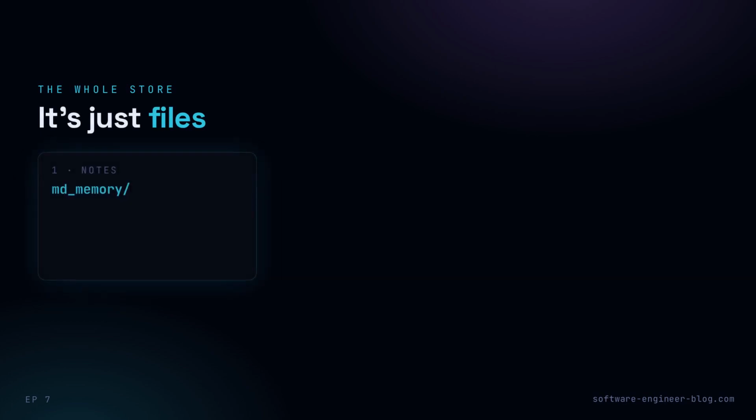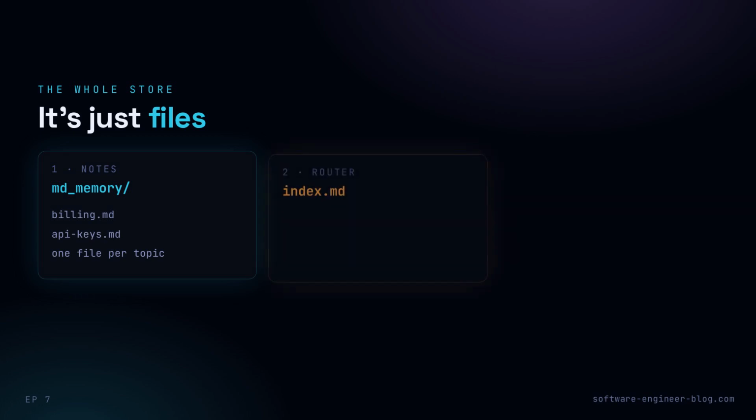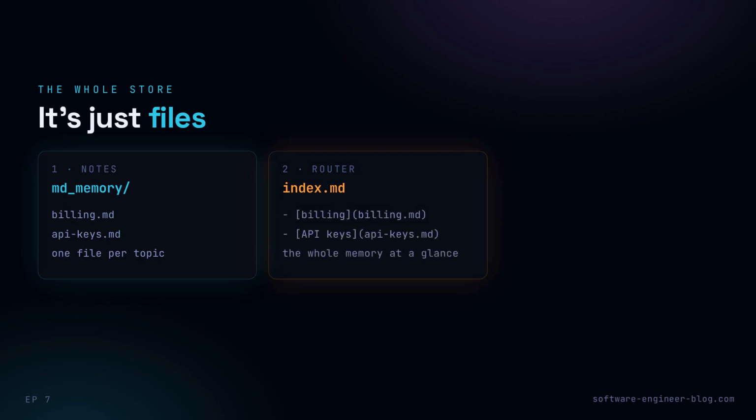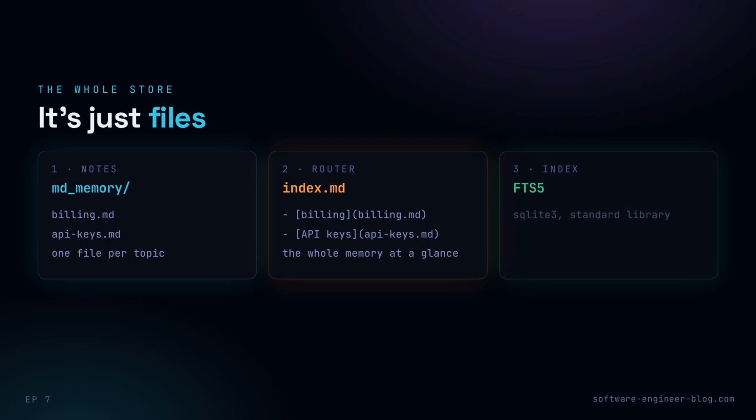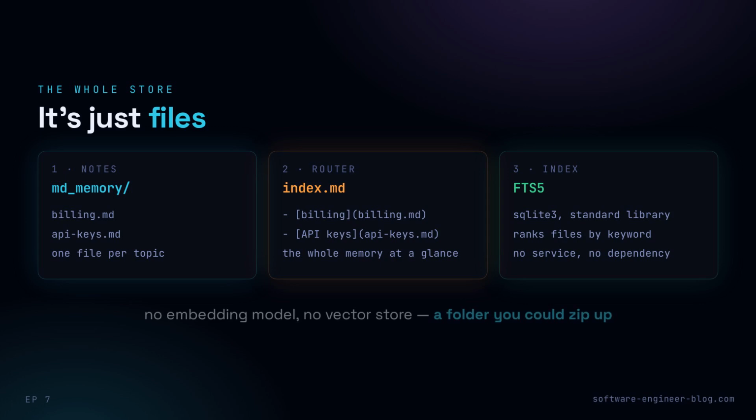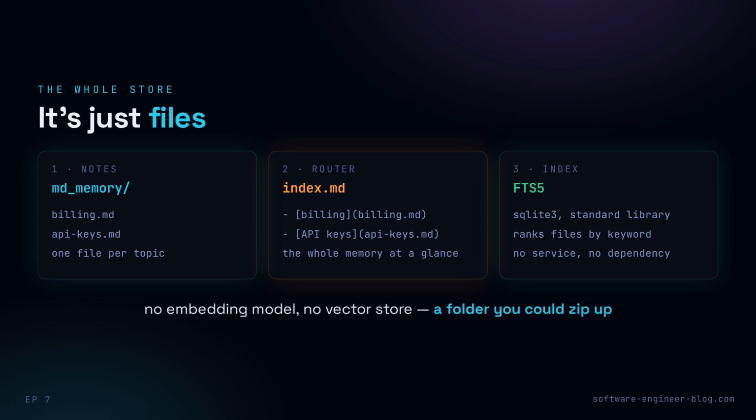So here is the store, and all of it is plain files. One, a folder of Markdown, one file per topic. Billing goes in billing.md, API keys in api-keys.md. Two, in index.md, a router. One line per file saying what is in it, so both you and the model can see the whole memory at a glance. Three, a full text index. That is SQLite's FTS5, straight from the standard library. No dependency, no service. It ranks files by keyword match. That is the entire long-term memory of the agent, a folder you could zip up and mail to someone.